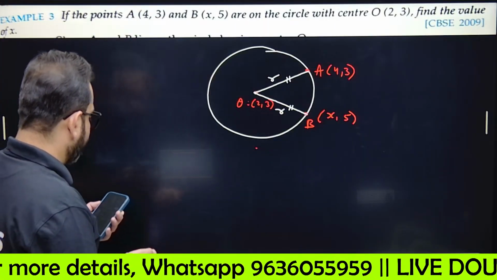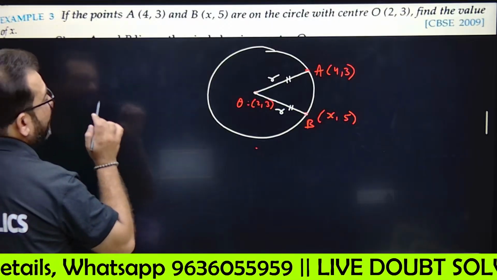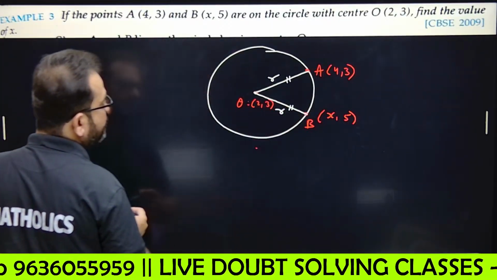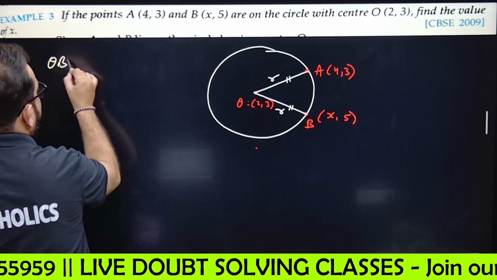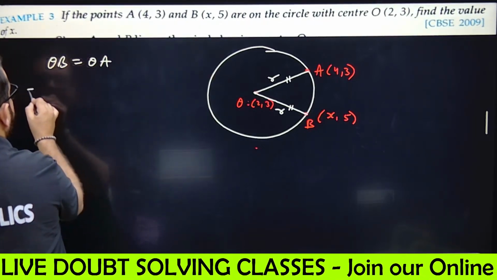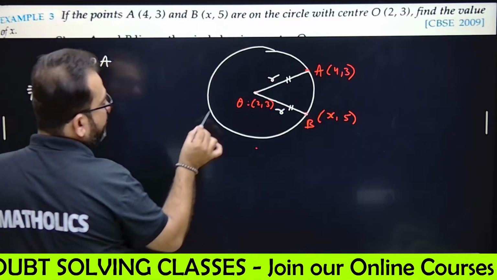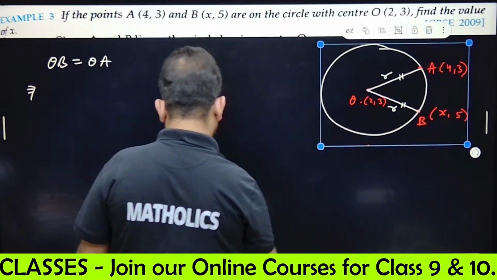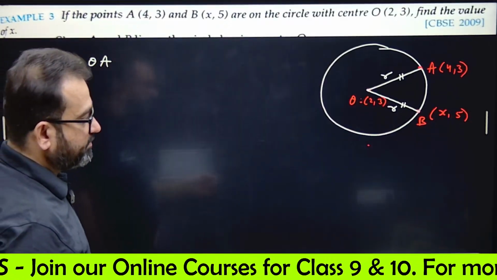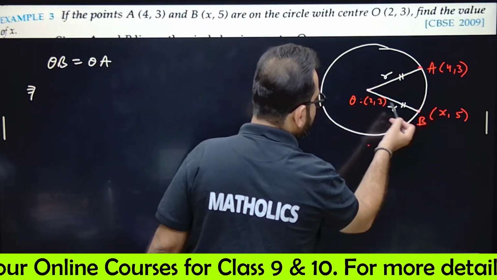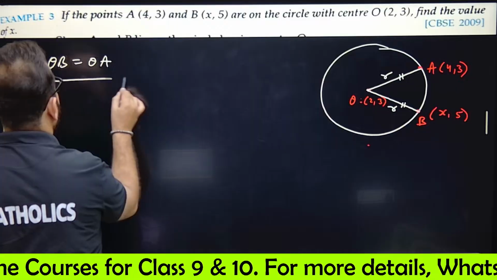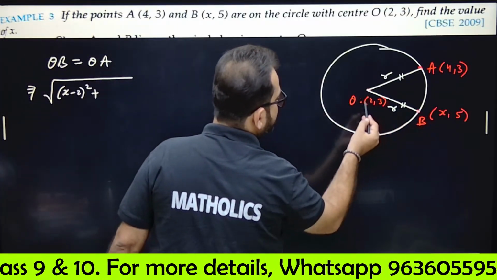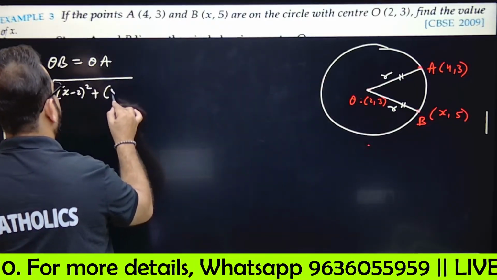So how to find the value of x? If I say this is the radius, this is also a radius, so these lengths will be equal. That means OA is equal to OB. Can I say that? Yes, sir. What will be OB? Using the distance formula, the square root of (x2 minus x1) whole square plus (y2 minus y1) whole square. So for OB, it will be the square root of (x minus 2) whole square plus (5 minus 3) whole square.